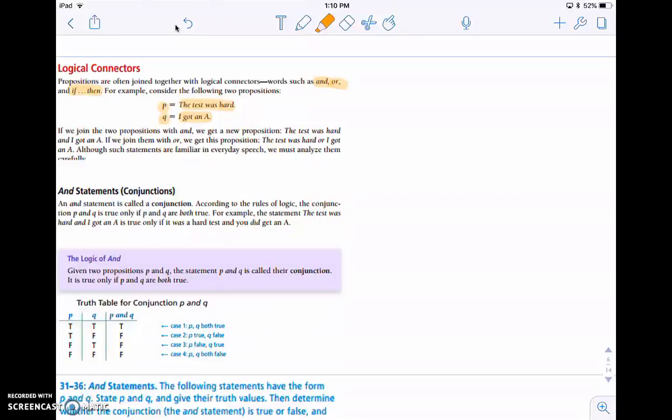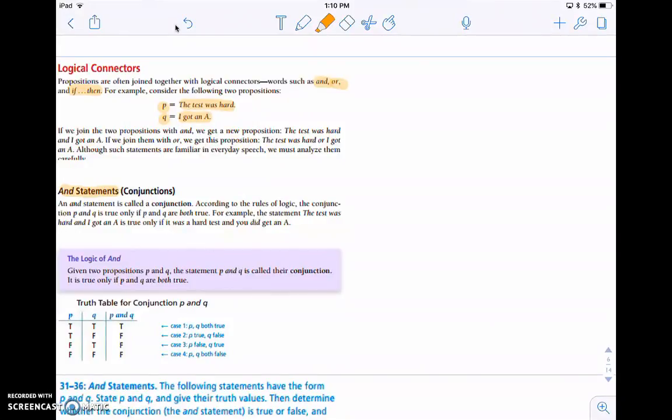We can join them with an or statement. We get the proposition, the test was hard or I got an A. Although these statements seem very familiar from how we speak in everyday life, we still have to analyze them carefully for their truth value, their validity. So first we're going to look at and statements.